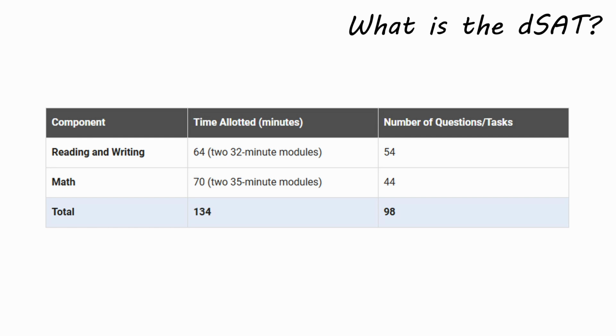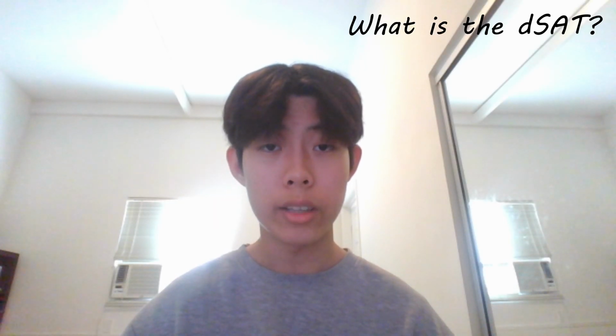You will have 2 modules for English and 2 modules for math. Both reading modules are 32 minutes long, and you will have to answer 27 questions in each. In math, you have more time and fewer questions, as you have 35 minutes to answer 22 questions. And so that totals up to 54 questions for reading and 44 questions for math. Note that if you have special accommodations, you will have extra time.